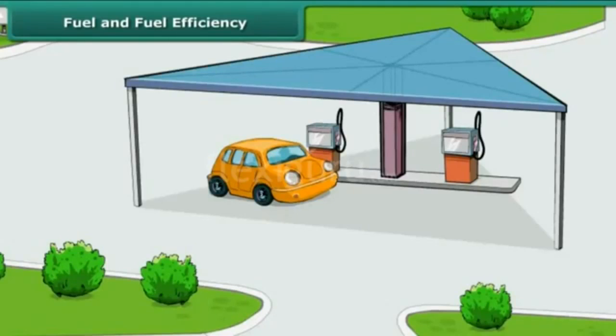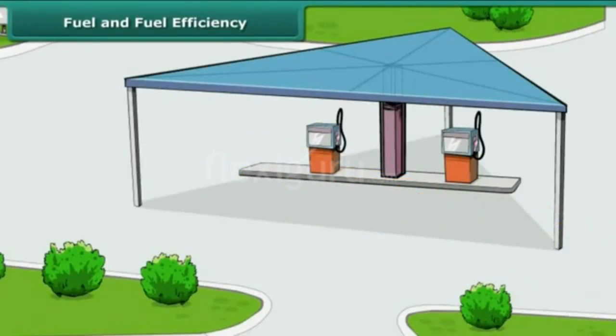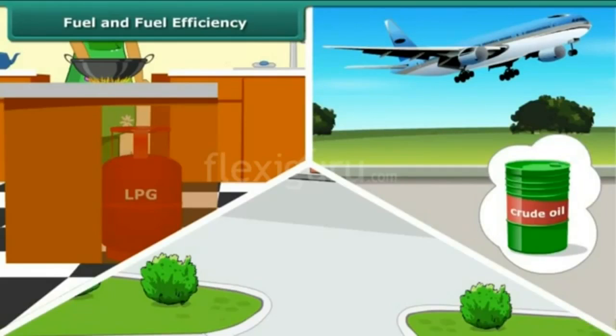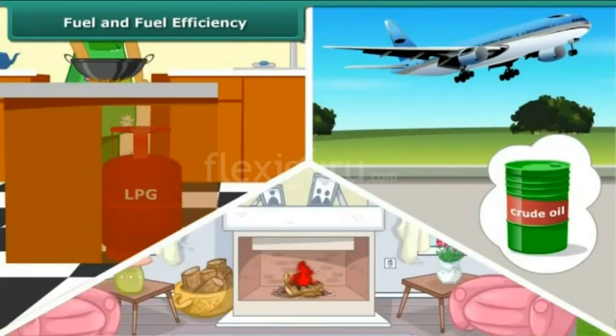Fuels are important source of energy. We use petrol or diesel for driving car, LPG for cooking food, crude oil for flying an airplane, and wood to provide warmth. All these are fuels. All fuels do not burn efficiently. Fuel efficiency is determined by its calorific value.